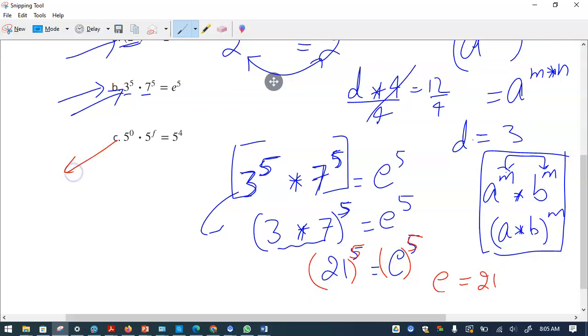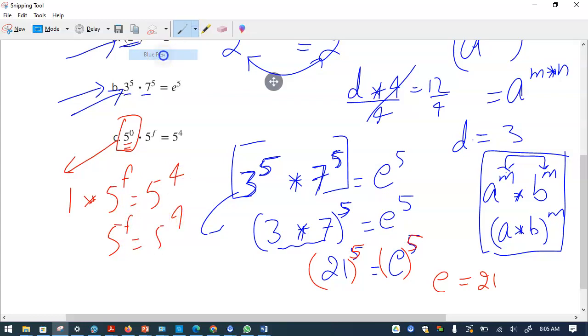In this example, 5 raised to 0 is already 1, so it's just 1. Then 5 raised to f equals 5 raised to 4. And both the bases are the same. So this 5 and this 5 are the same. So the exponent has to be the same. f has to be equal to 4 and you're done.